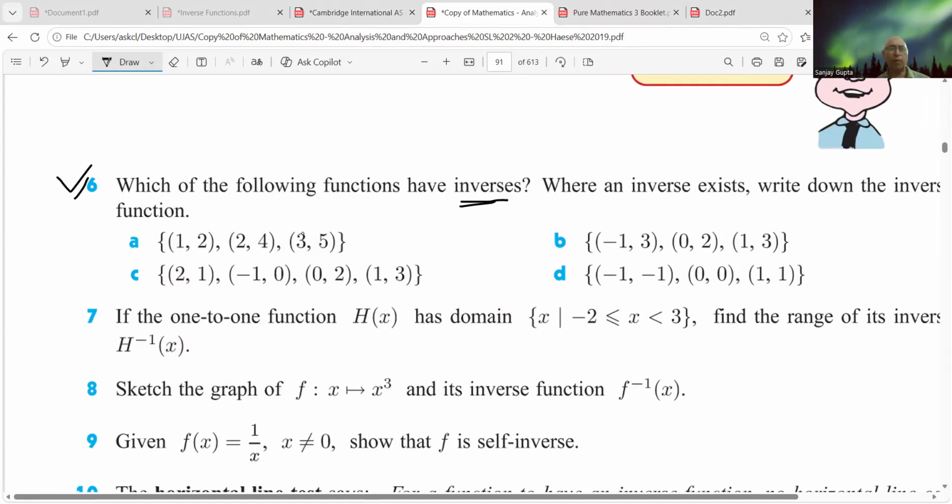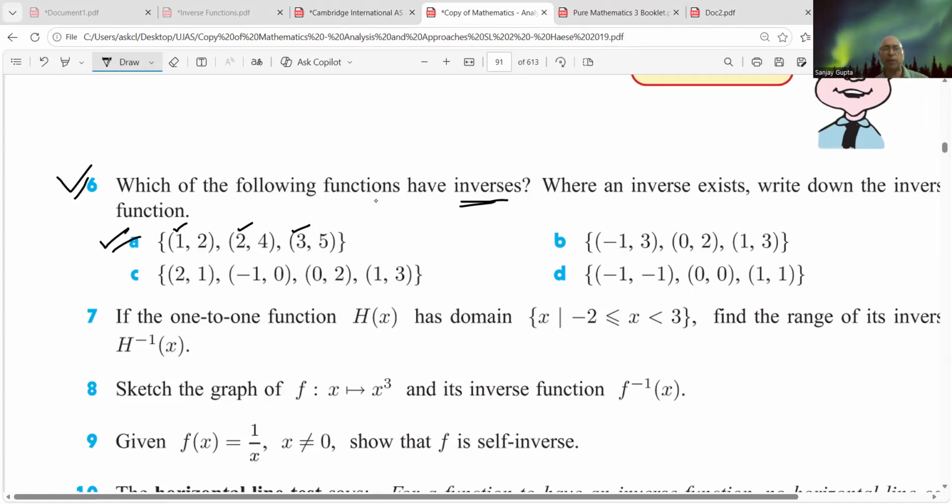Now, what happens for one-to-one? What do we see? First, look at the x values. First, we'll see whether it's a function itself or not. Then we will look whether it's one-to-one or many-to-one. So for looking at whether it's a function or not, look at the x values. Are the x values different? Yes, all the x values are 1, 2, 3, which are different. Now look at the y values, whether the y's are also different. If the y's are also different, then it's a one-to-one function. Yes, the y's are 2, 4, 5, which are different. So this will have an inverse.